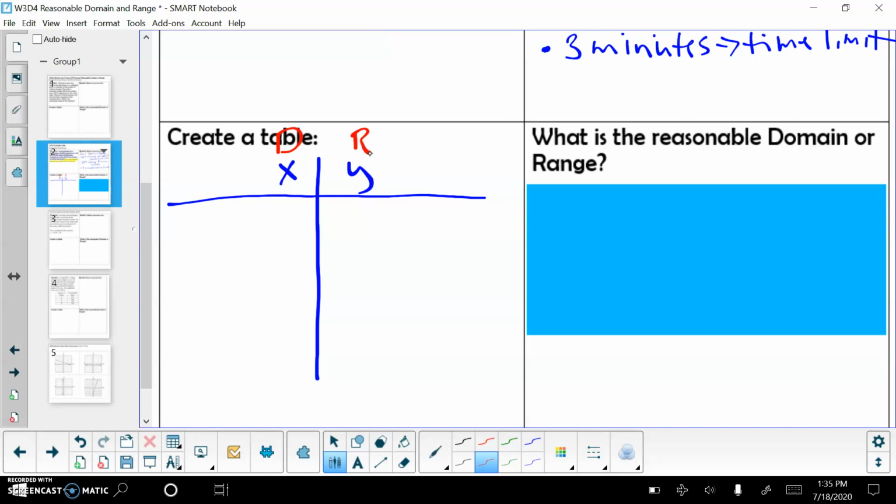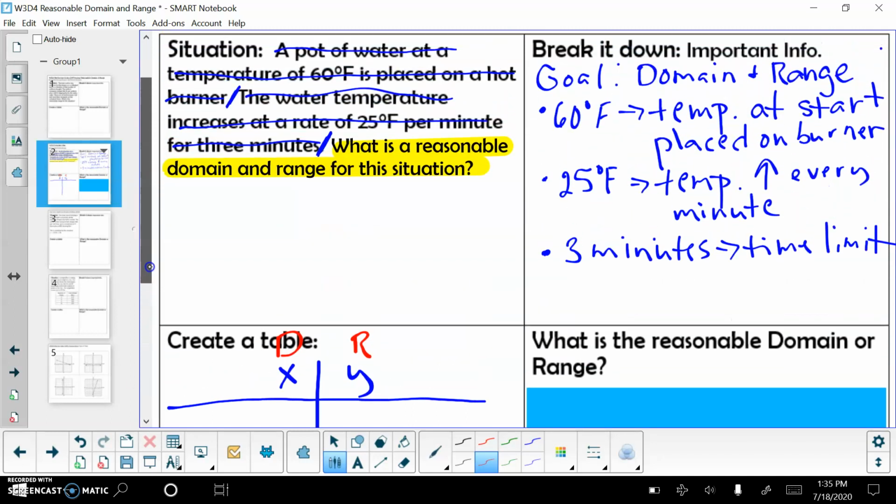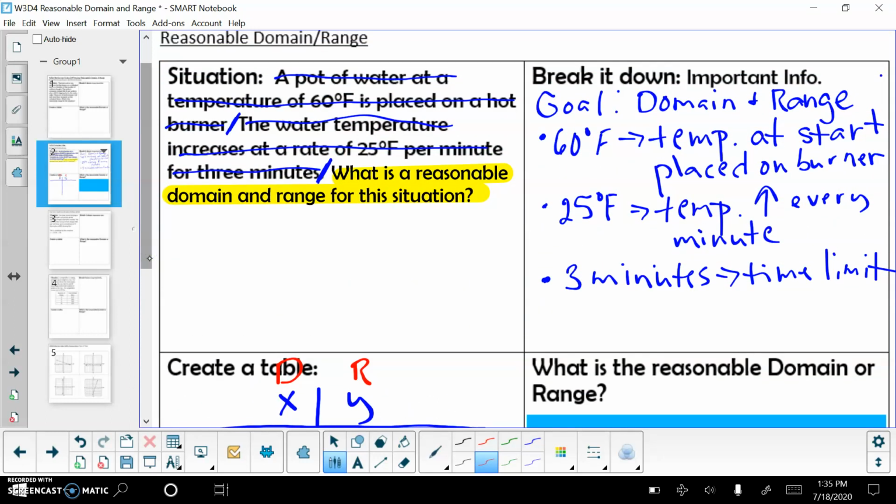But then the other thing that we need to think about is, what are the X and the Y representing in this problem? So I'm going to go back to the break it down. You're looking for two different things that are related, that are being counted or measured. So what are we measuring here? Well, one thing that sticks right out is minutes. We're measuring minutes because we're counting up to 3 minutes.